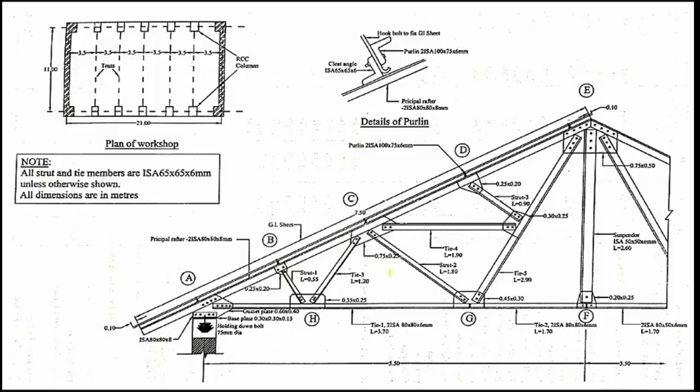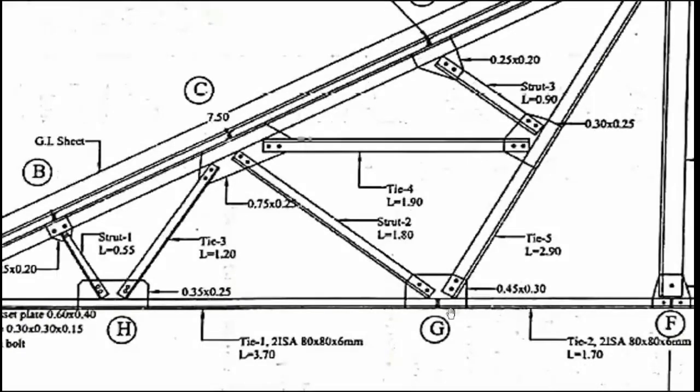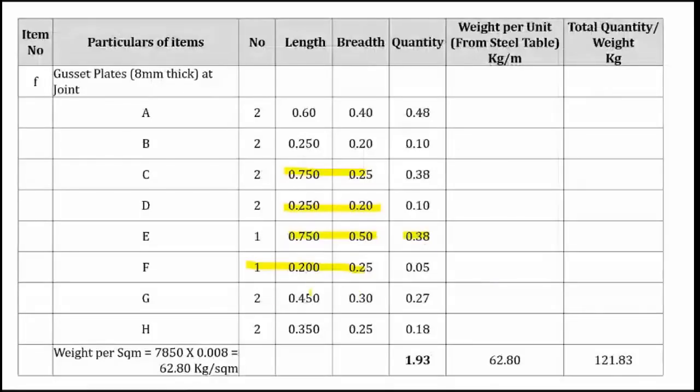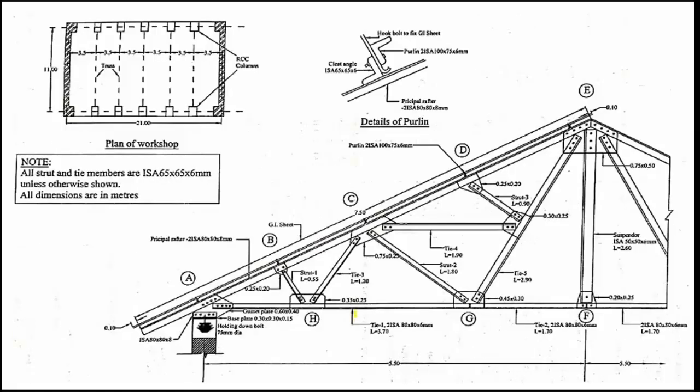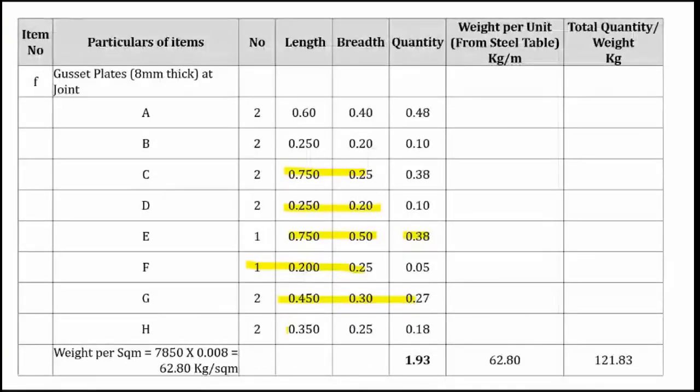Then next is G. Again two numbers, left and right, 0.45 by 0.3, that is 0.27. Then next is H. Again 0.35 by 0.25. Two numbers, 0.35 by 0.25. Therefore it will be 0.18. Two numbers. Right?